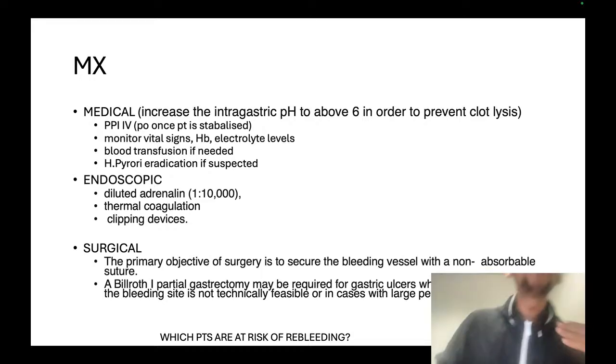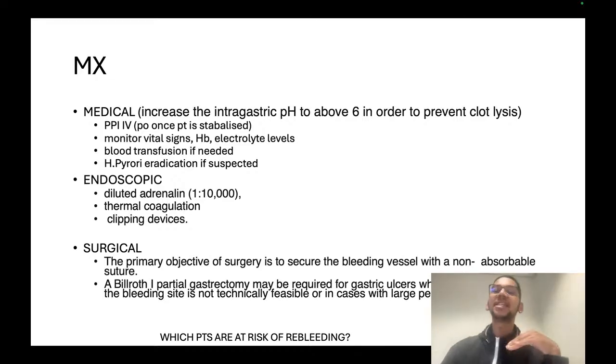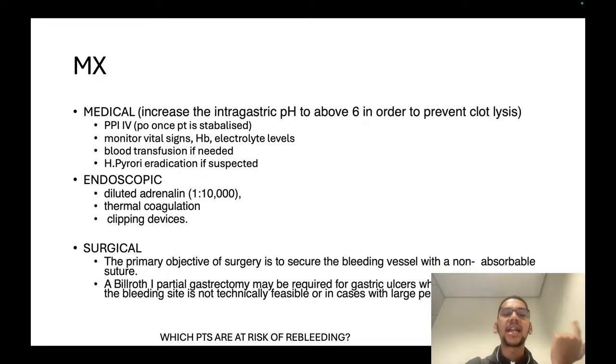What next? So you want to manage this patient. With medical management, the main aim is to increase the gastric pH to above 6.0 in order to prevent clot lysis. So you want to give IV PPI, and you can change to oral once the patient is stabilized. You want to monitor the vital signs, look at the hemoglobin, and monitor the electrolyte levels as well. You want to give blood transfusion if needed, and if you suspect H. pylori, you need to start H. pylori eradication, which consists of your PPIs together with amoxicillin or clarithromycin as well as metronidazole.